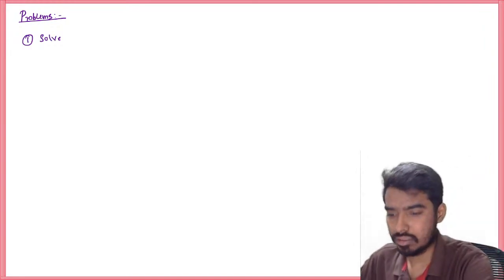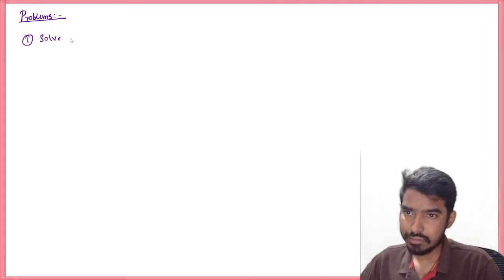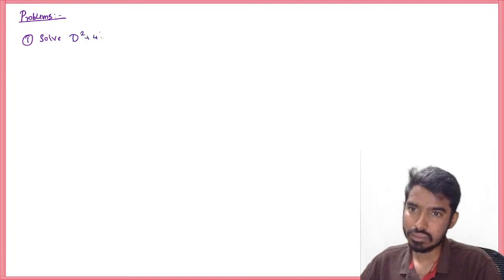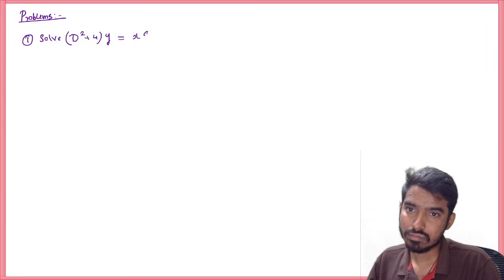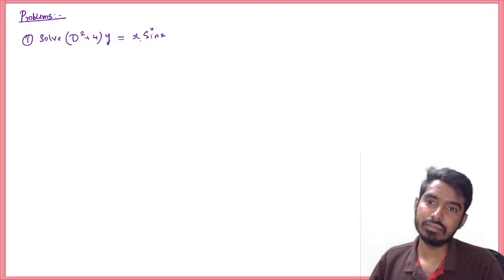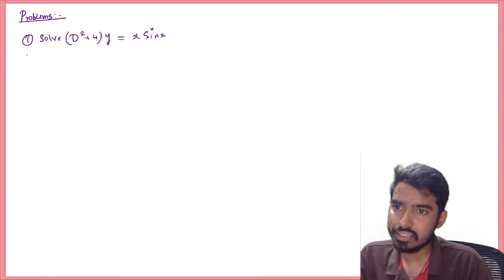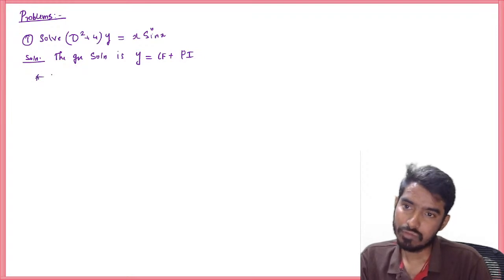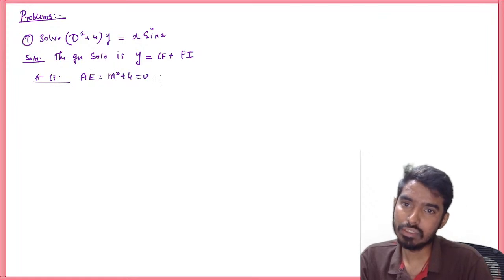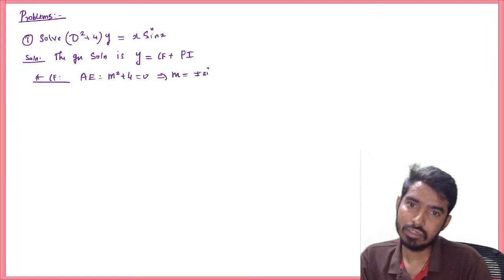So solve d square plus 4 of y is equal to x sin x. You can see it is x into b, so we'll do this very fast. Solution: the general solution is y is equal to CF plus PI. First you find CF. The auxiliary equation is m square plus 4 is equal to 0, so m is equal to plus or minus 2i, which is of the form 0 plus or minus 2i.